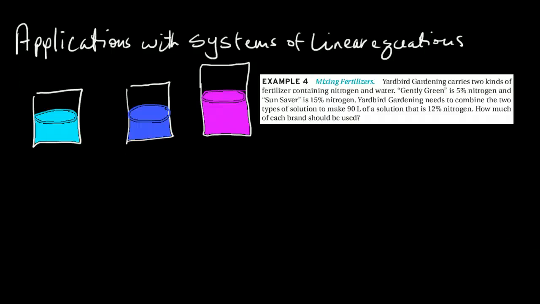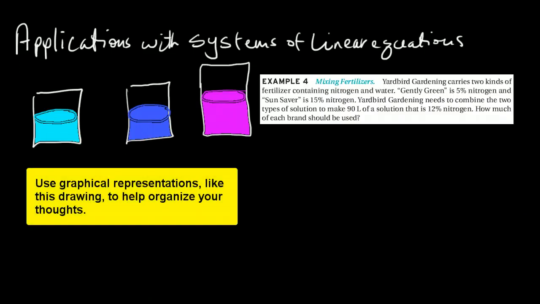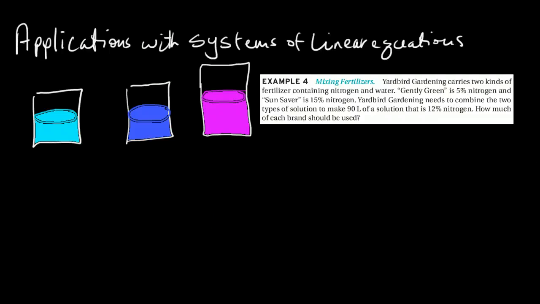In this example, we are asked to do a mixture problem, mixing two different fertilizers, one that has a 5% nitrogen content and one that has a 15% nitrogen content. And we want to make a certain amount of fertilizer that has a 12% nitrogen content. So let's read.